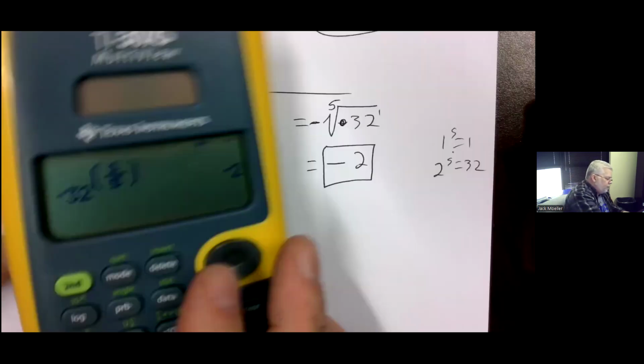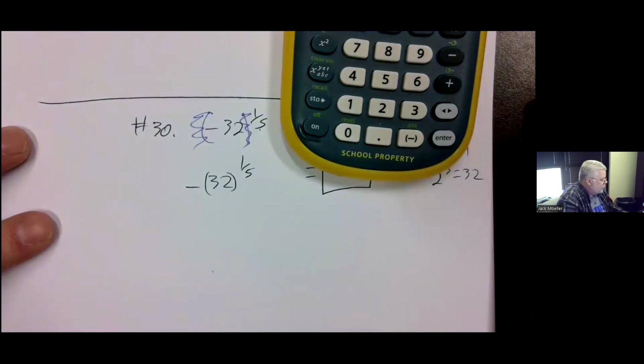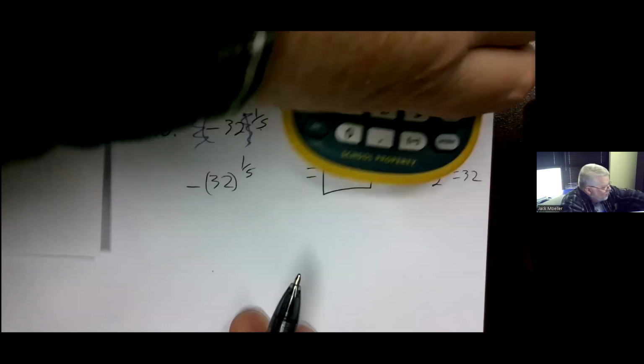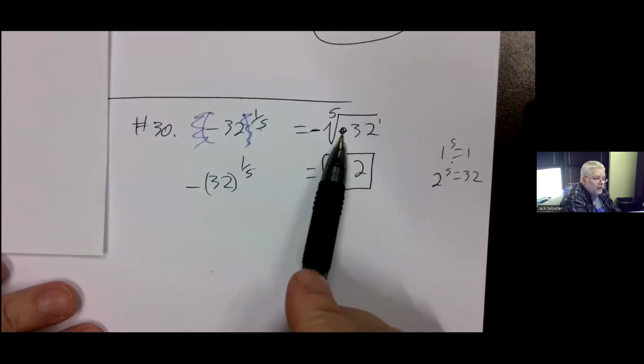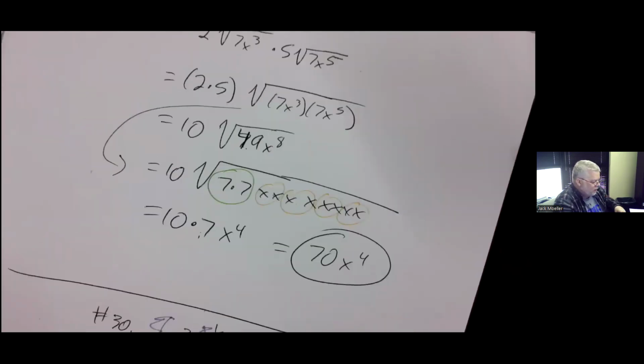All right, so now let's do the next two, and explain why I was wrong by initially putting that negative inside the radical. Sometimes I even make mistakes, especially when I get in a hurry.